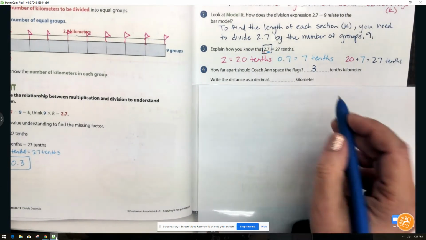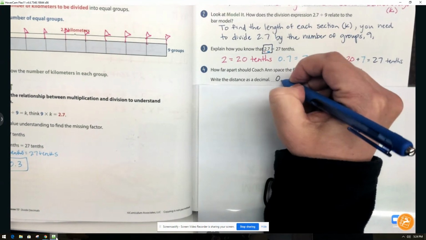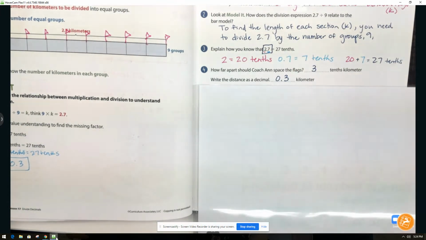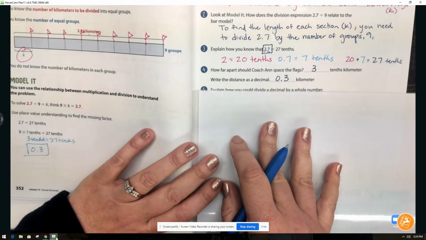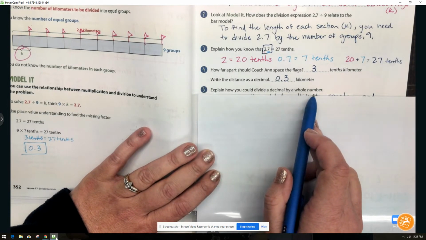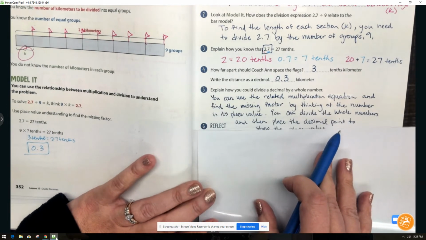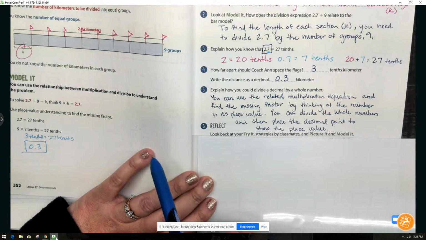Write the distance of 3/10 as a decimal. Well, that would be written as 0 and 3/10, using the word "and" for your decimal. Now explain how you could divide a decimal by a whole number. So this is a little wordy, but I think that you'll be okay. I want you to go ahead and make sure you pause this video and write this all down, and then unpause it and listen to me talk about it.